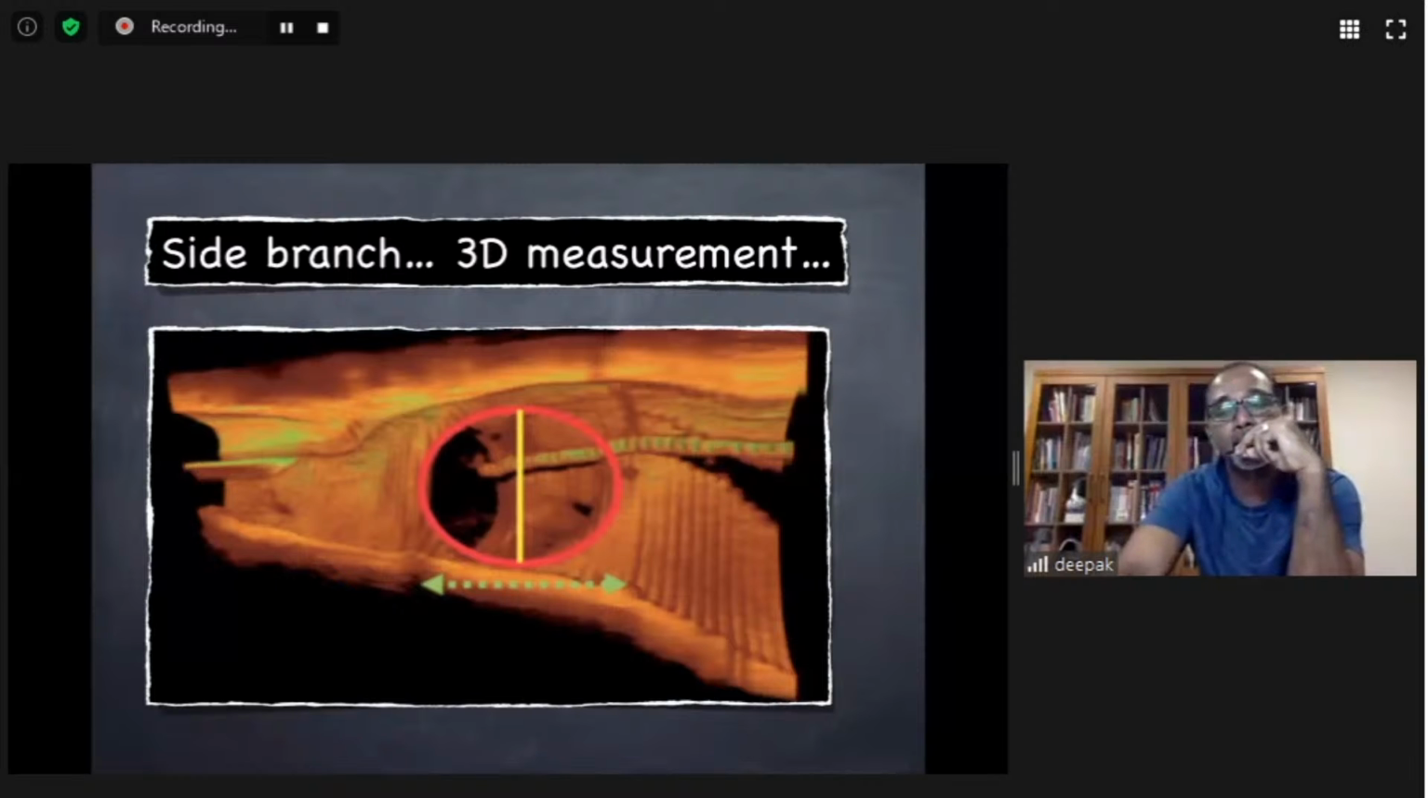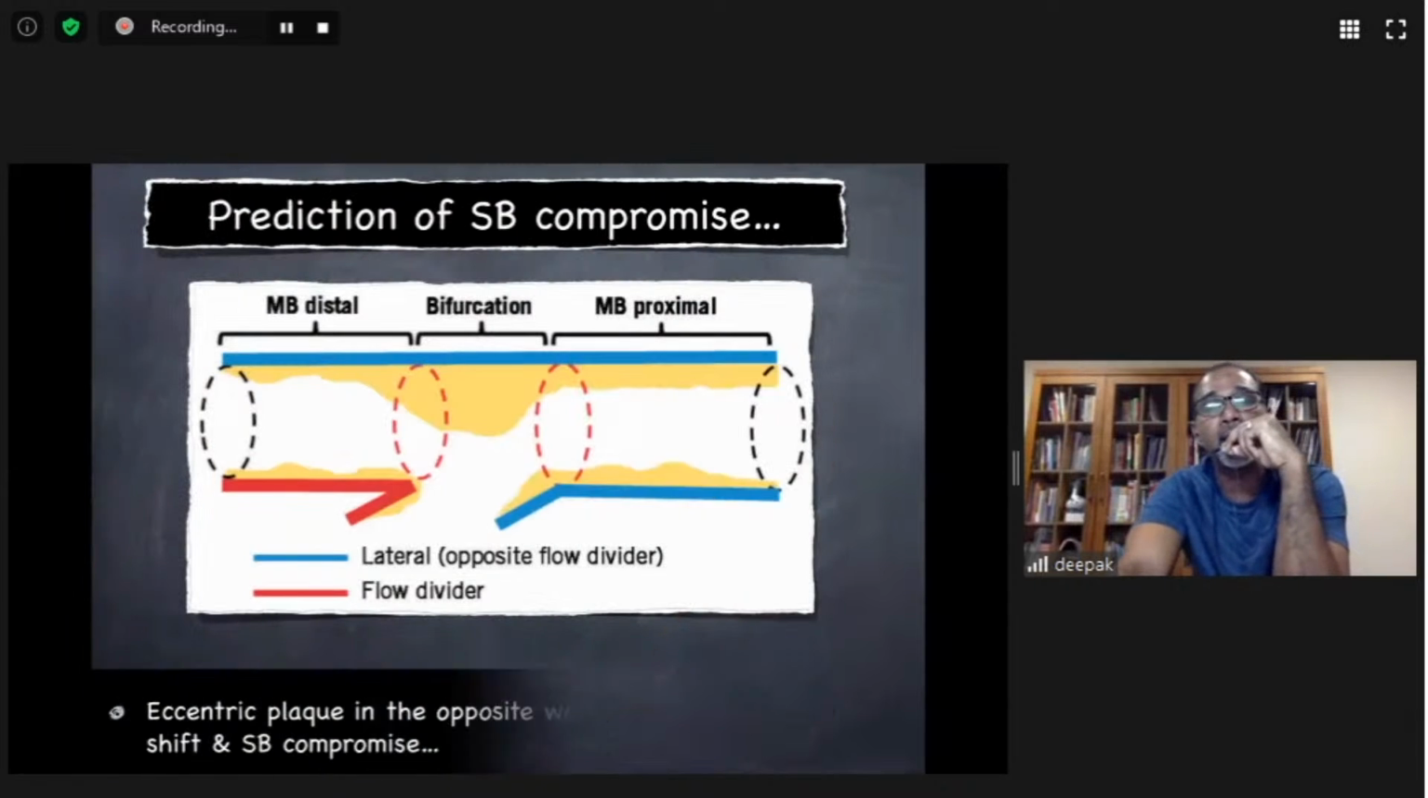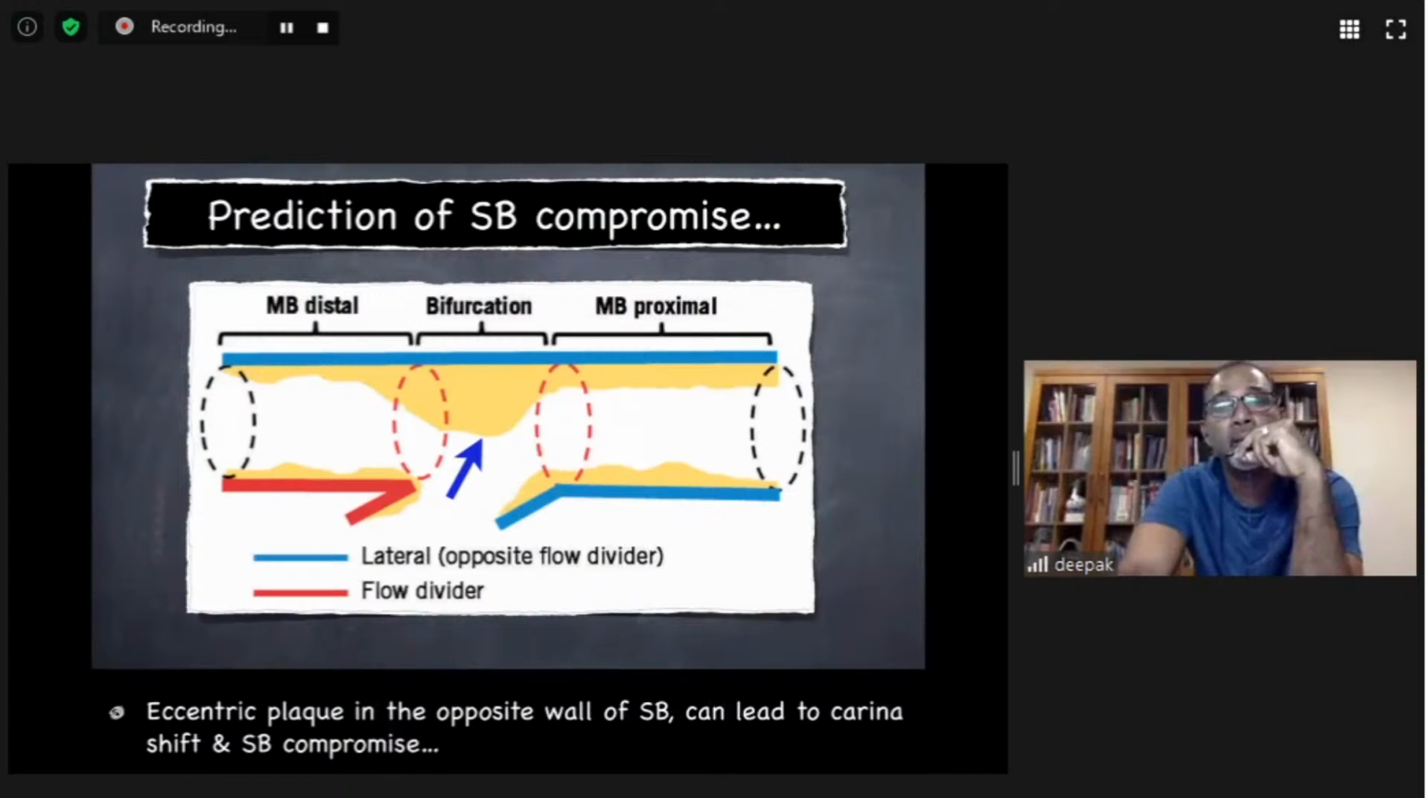Once I stent the main vessel, am I going to compromise the side branch? These sorts of information I could achieve with the help of the OCT evaluation. This is the sort of image one could achieve with the help of a 3D OCT when you look at the side branch ostium. Now, there are three predictors that would tell us whether I'm going to lose the side branch following the main branch stenting.